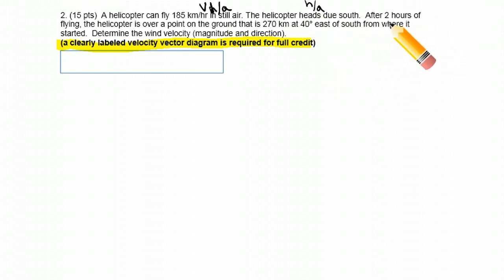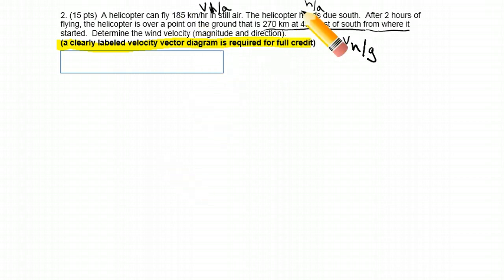Okay. After 2 hours of flying, the helicopter is over a point on the ground that is 270 kilometers, 40 degrees east of south from where it started. So it's been blown off course. It headed due south and it's ended up 40 degrees east of south. So that's the direction of the velocity of the helicopter with respect to the ground. We don't know its magnitude, but that's the heading of that velocity, and we want to determine the wind velocity.